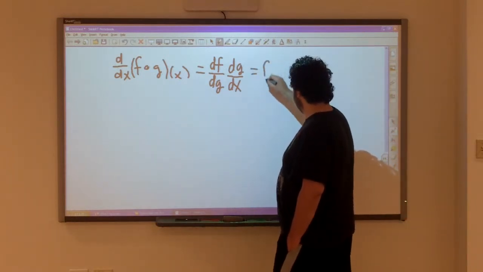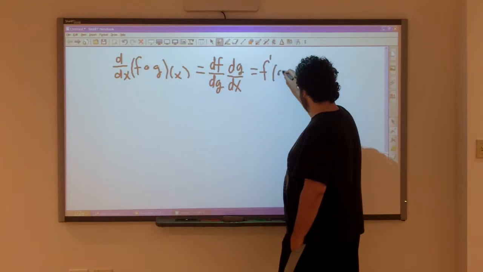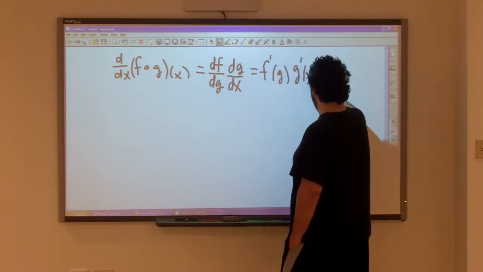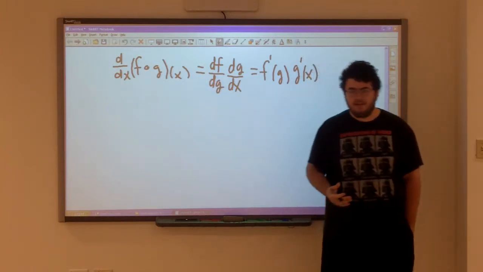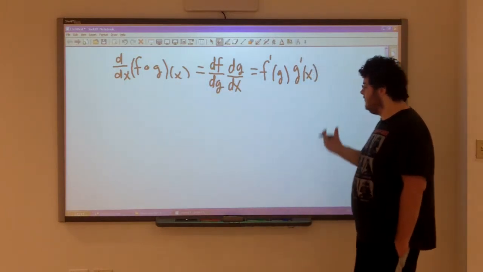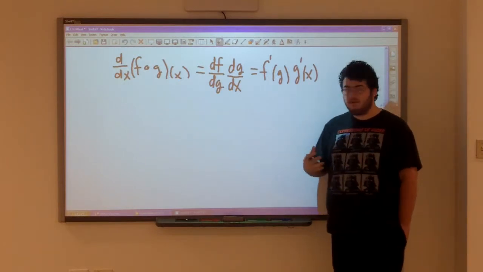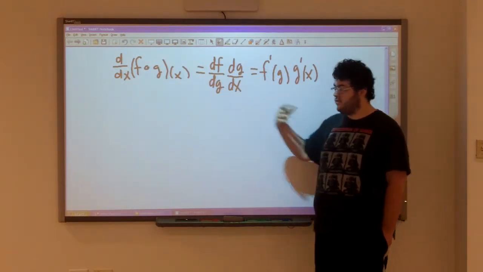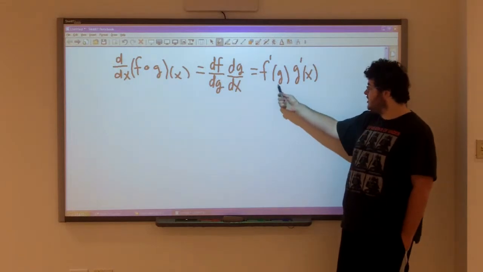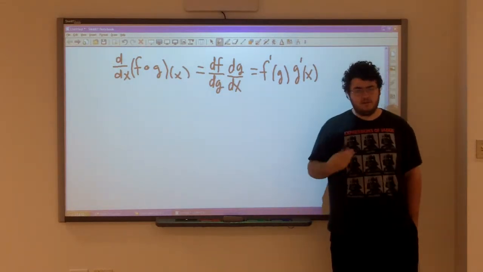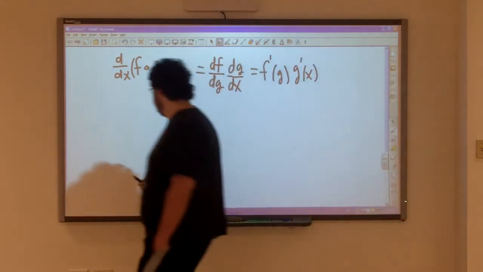Now this notation may look a little funny, so a more familiar way to write this might be f prime of g times g prime of x. So what does this mean? What is this telling us to do? It says that when we have a composition of functions, when we take the derivative, we want to take the derivative of f as if it was just a function of x, but then leave g as the argument, and then multiply the whole thing by the derivative of g. So let's do an example and see what this really means.